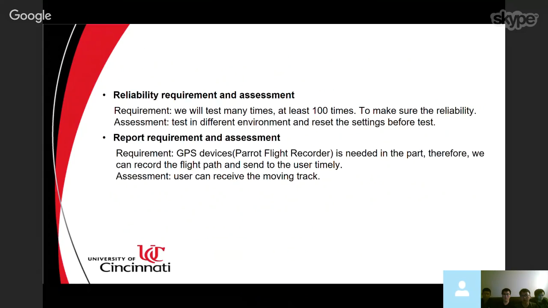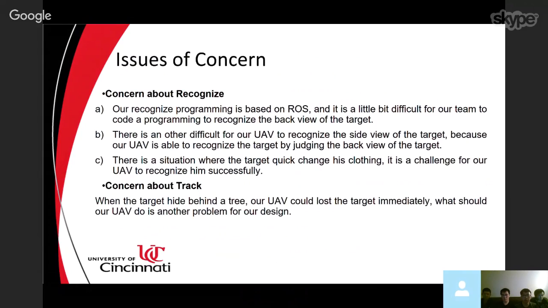Last is report. A GPS device is needed in this part. Therefore, we can record the flight paths and send them to the user in a timely manner. For the assessment, users can receive the moving track in time. Next, my groupmate will introduce the issues of concern.